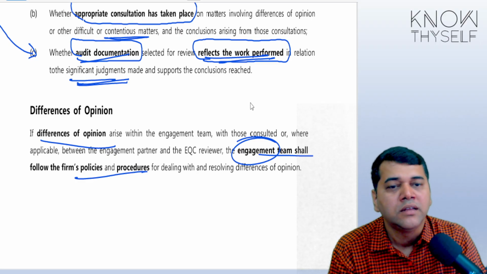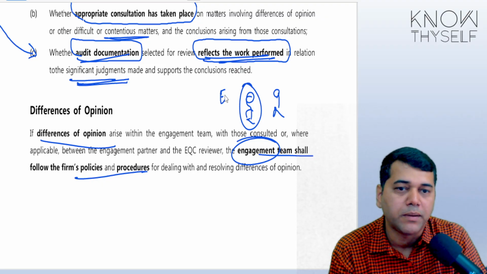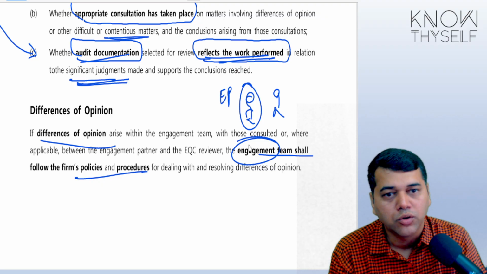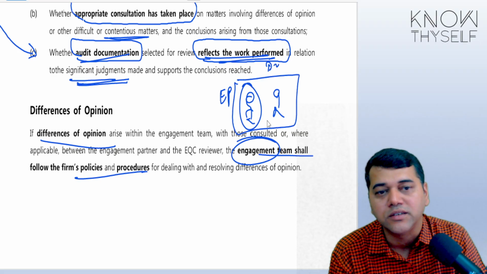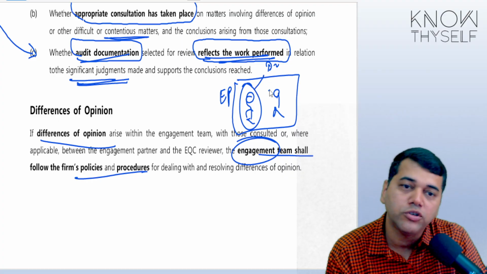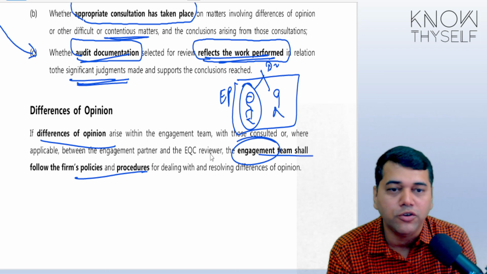Like, for example, there is a difference of opinion between husband and wife. I told you the wife is the engagement partner. What is she supposed to do? She has to see in this house how that difference of opinion is addressed. Should I take it to the mother-in-law or to the father-in-law? That firm's policies and procedures you need to address.